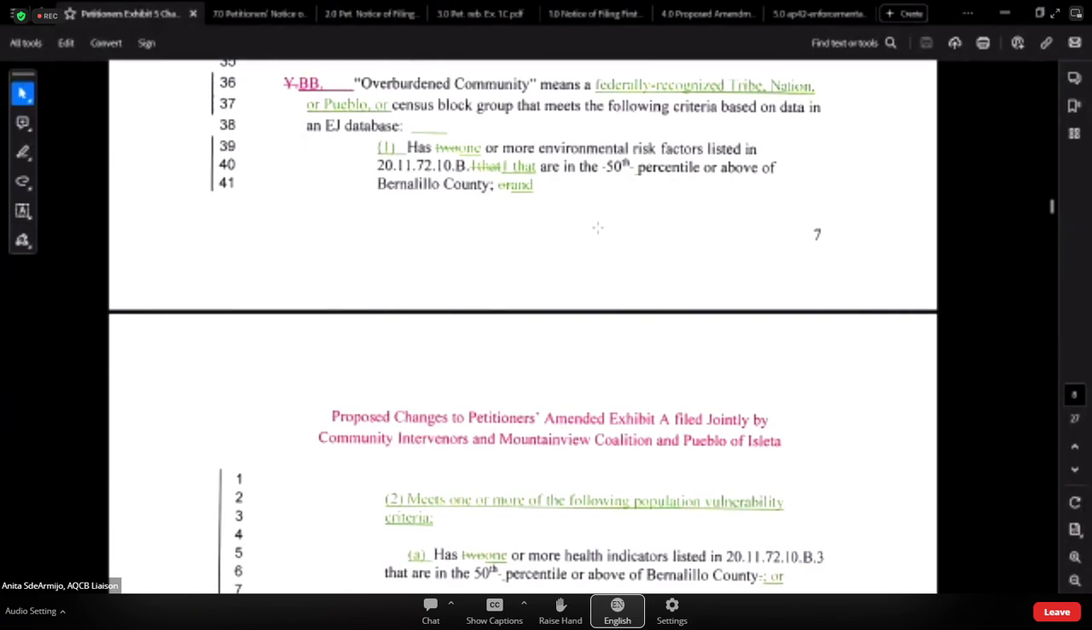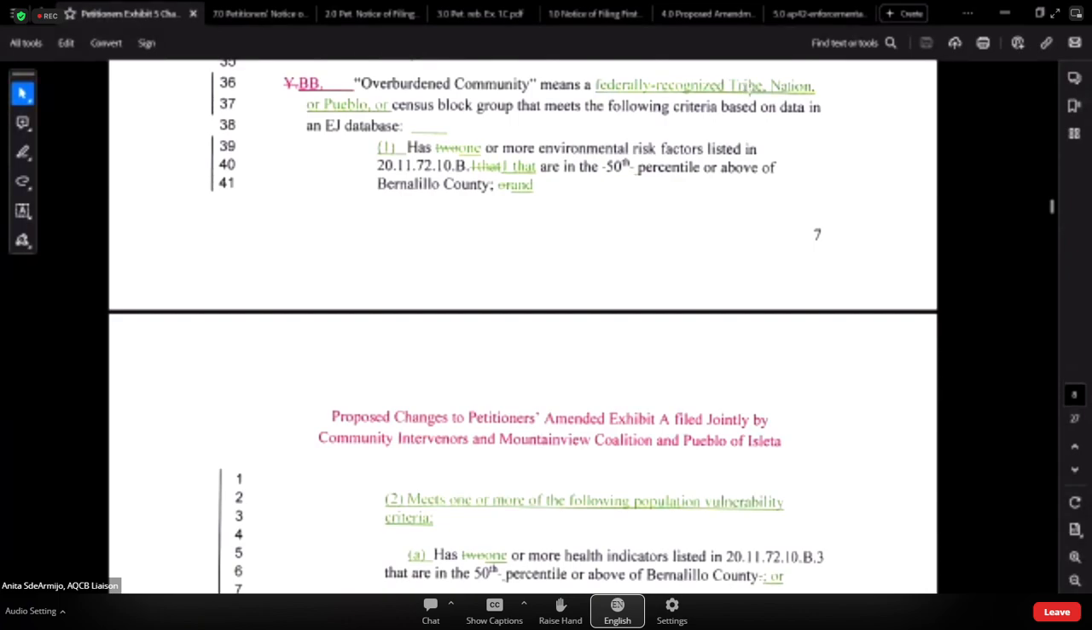So were you involved in the change to include a federally recognized tribe, nation, or pueblo in that definition? I was not involved in the decision making. I made figures related to this updated version of overburdened community.